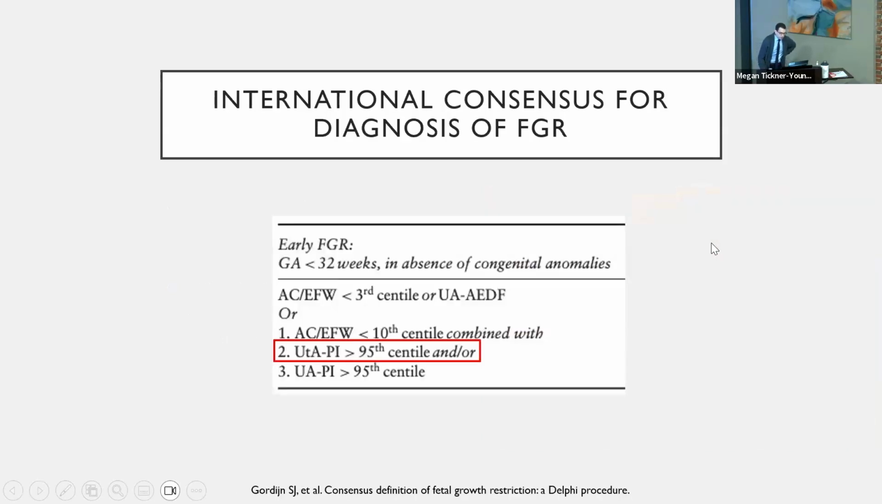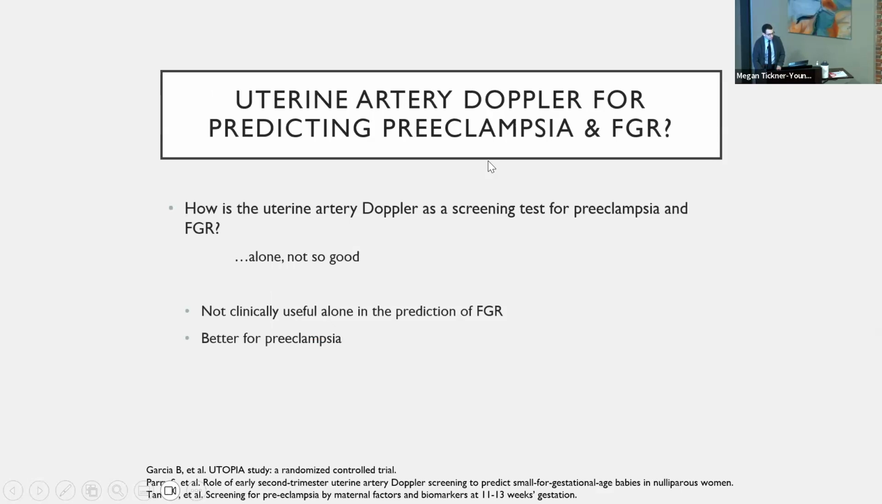While SMFM doesn't include use of the uterine artery Doppler in their recommendations, I think there is something to be said about the International Delphi consensus on the diagnosis of growth restriction. You can see in their criteria here that the uterine artery pulsatility index is used for diagnosis of early onset growth restriction. Uterine artery Dopplers are more commonly normal in late onset growth restriction.